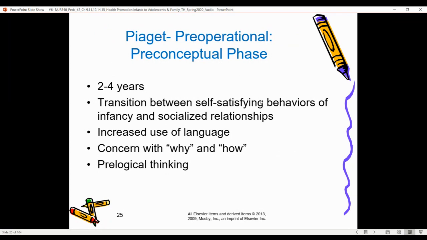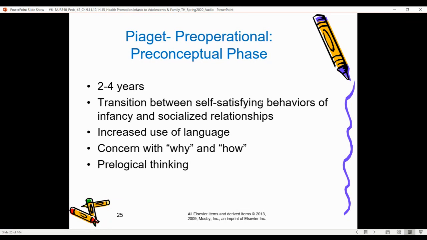The 3-year-old's favorite word is why. And they will drive you nuts with this. If you have not been around a 3-year-old before during this phase of development, it will get you to the point where you remember why your parents told you at some point, because I said so.